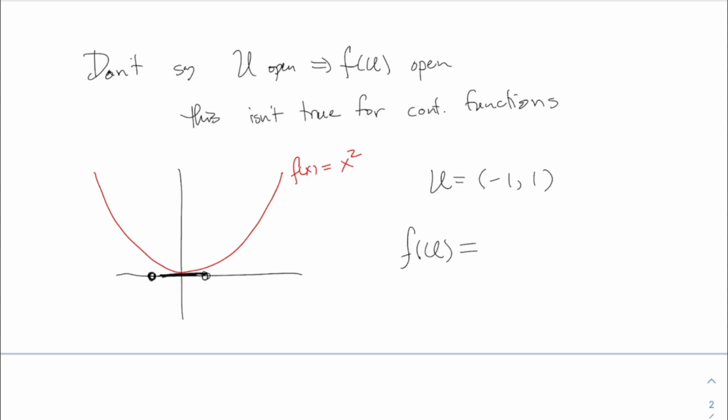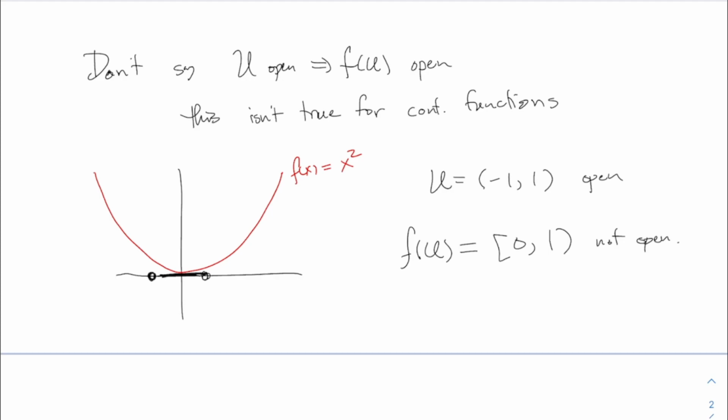It's not like it approaches 0. Can you actually get the number 1 by squaring something in here? No, because this interval does not include the 1s. So the answer is that, and that's not open. So the moral of the story is, U being an open set does not mean that f of U is going to be an open set, even for a simple continuous function like this. So here we have open, here we have not open.